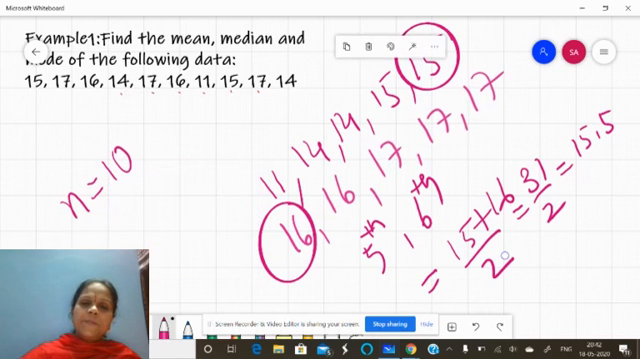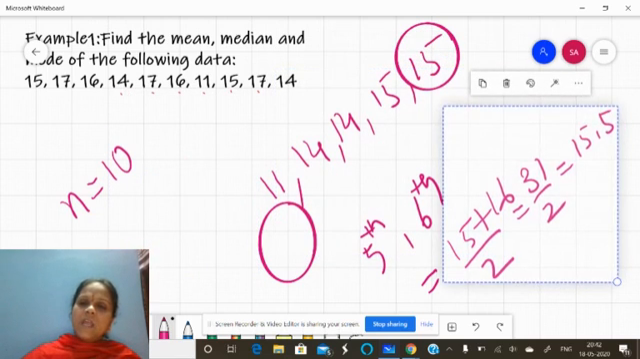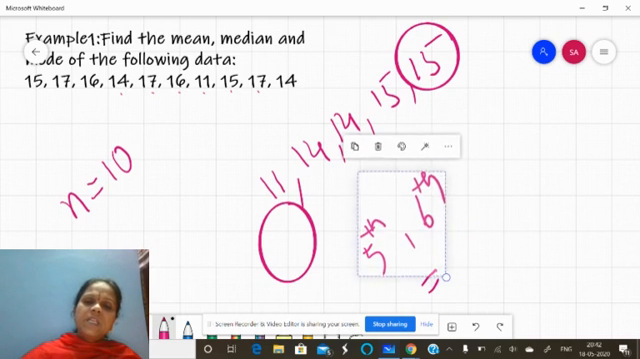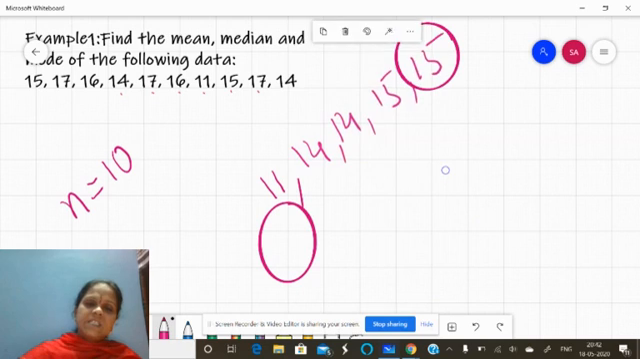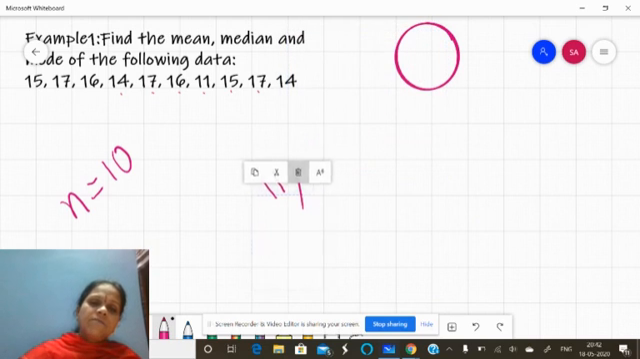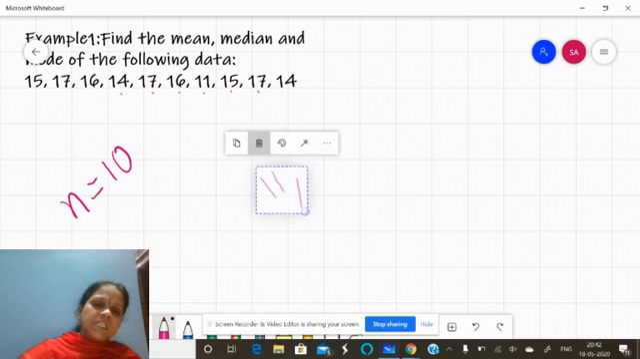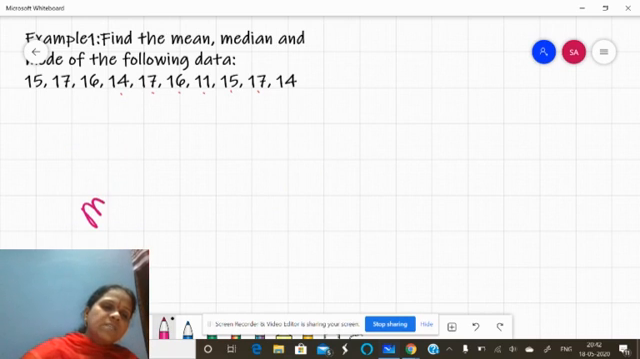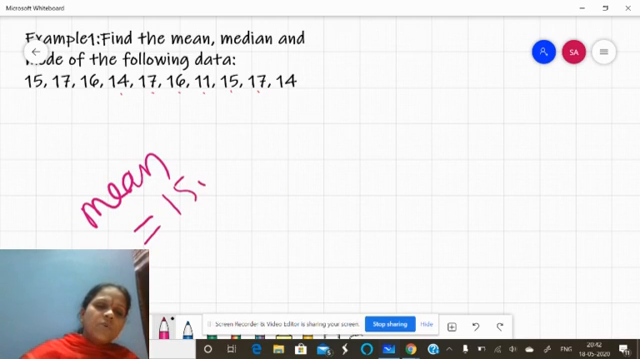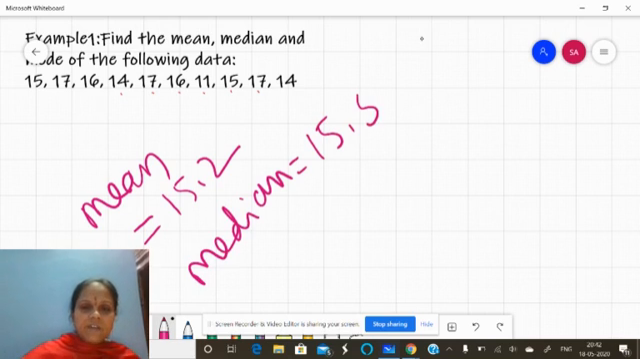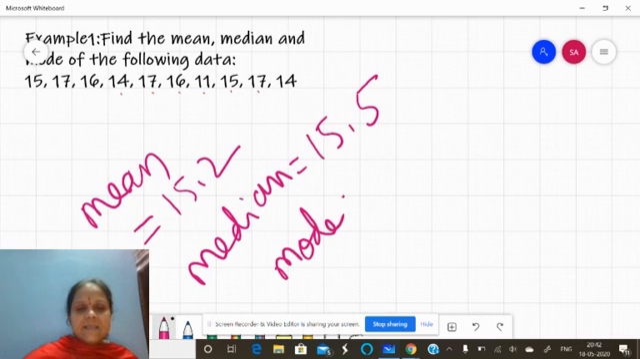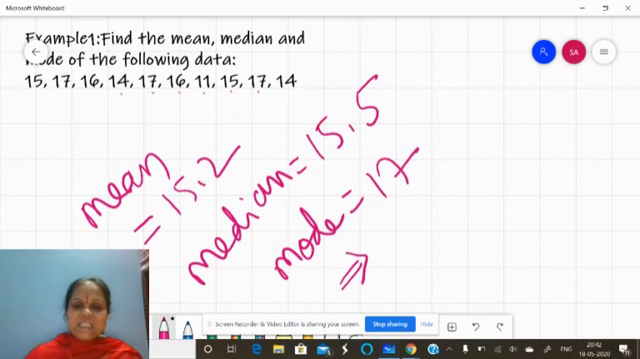Now what is a mode? If I want to calculate the mode, I have to check out what is the most repeated value in the data set. So in this case, we have the value as 17, right? So I'll just put all the central tendencies. Mean is 15.2, median is 15.5, mode is 17. So if you observe these measures of central tendencies, it ranges from 15 to 17 for this particular data.